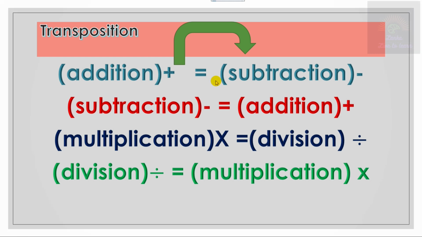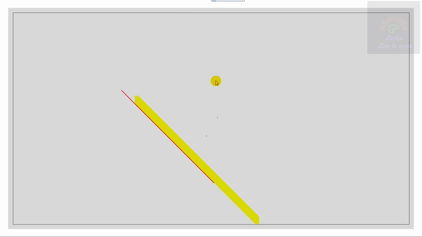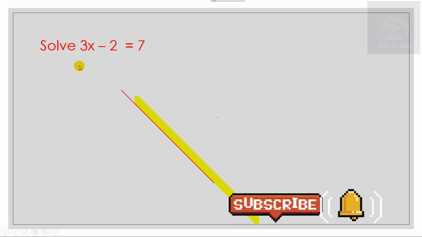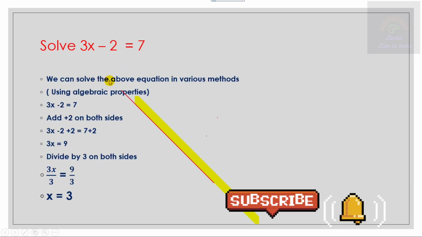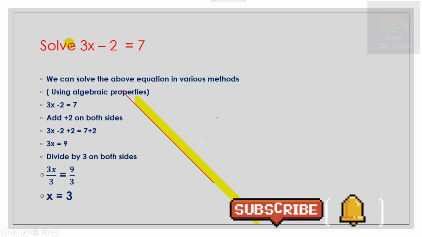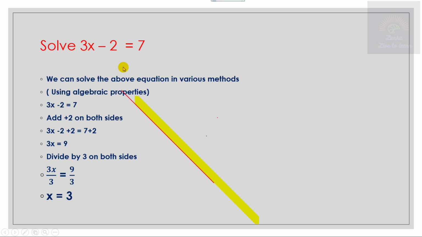Next, we'll take one simple problem and solve it. Solve 3x minus 2 is equal to 7. Very simple equation. Okay, so how to solve? There are many methods, but we'll use the algebraic properties, that means adding and subtracting, the distributive law and so on. So we'll use algebraic properties to solve the equation. Suppose see this, 3x minus 2 is equal to 7. Here minus 2 is there, a quantity is there.